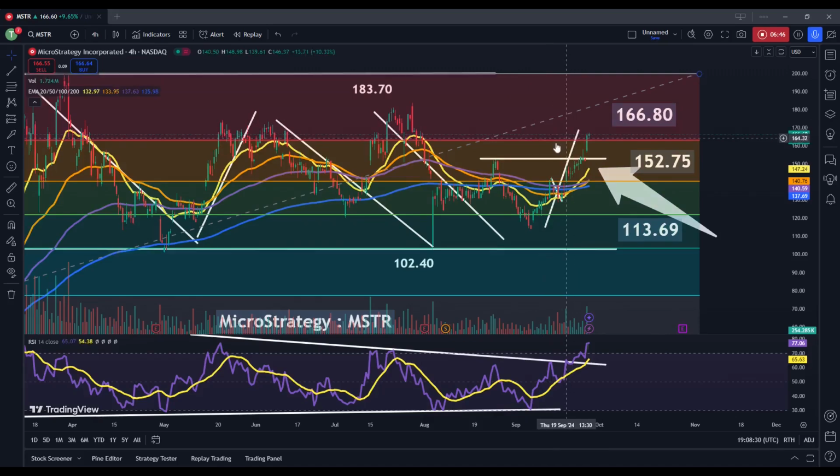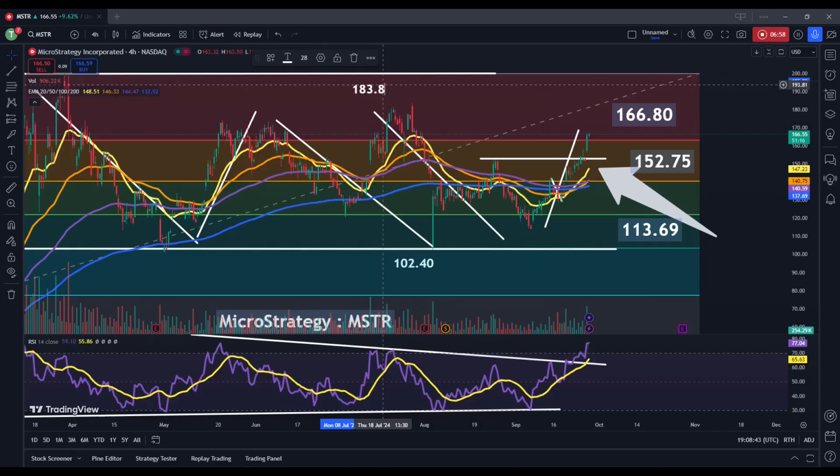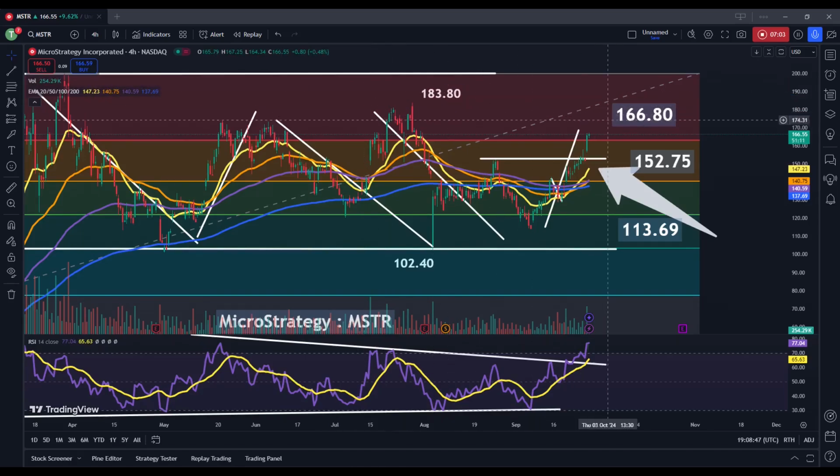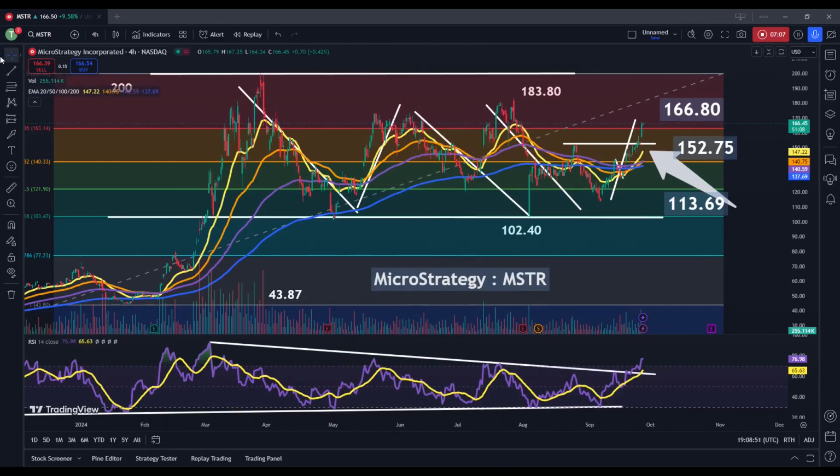So to the top side, the next level that I would be watching here comes in right at 183.70. I think this is actually 80. I should change this. But 183.80 would be my next upside target here for MicroStrategy. That does rest relatively close by. It's not a huge distance away. And as we can see here, that is a very major level of resistance that has been encountered here several times for this stock.